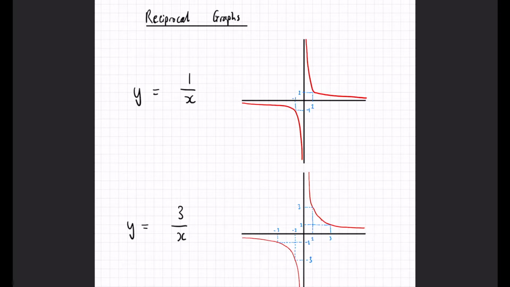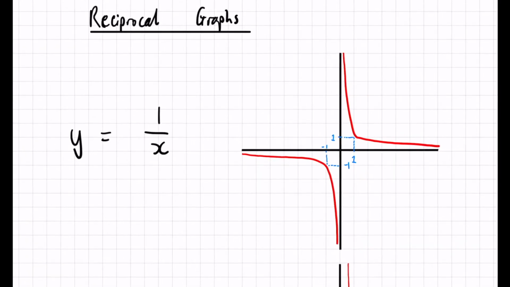In this video, we'll be looking at reciprocal graphs. So reciprocal graphs are another kind of those hard graphs we talked about in the cubics video. Reciprocal graphs have the general equation of y equals 1 over x, but the 1 could vary, it doesn't have to stick at 1. This is the graph for y equals 1 over x.